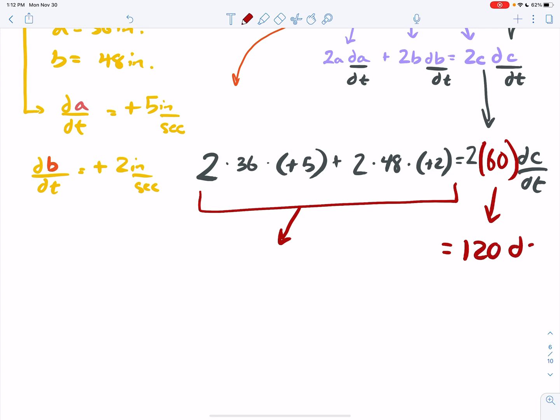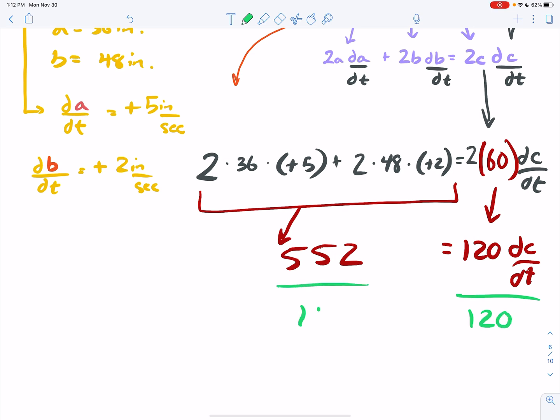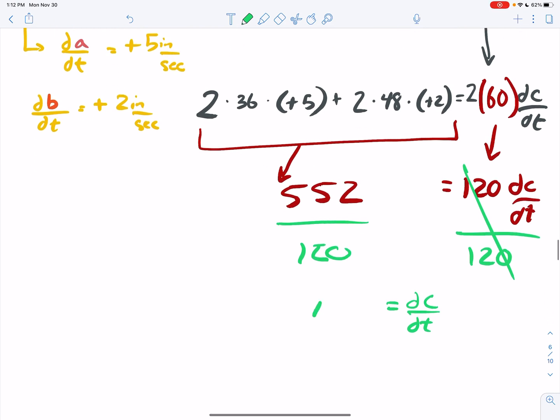That's just 120 dc dt. Okay, but let me go ahead and multiply this out. 2 times 36 times 5 plus 2 times 48 times 2. So you should get 552. Hopefully I did that right. Equals 120 dc over dt. Last step, divide the 120. That comes out to 4.6 positive, okay?